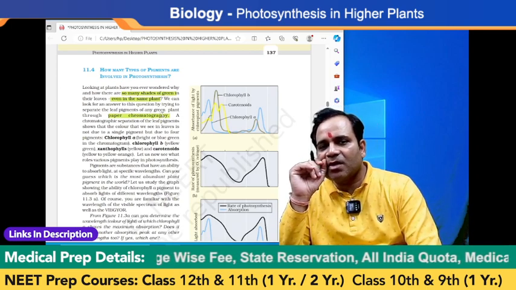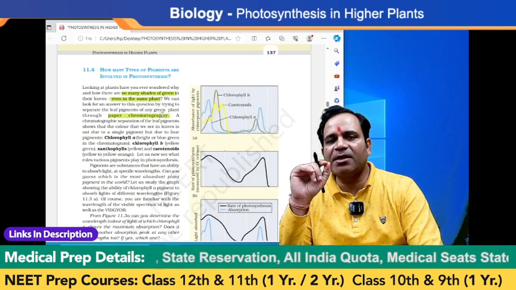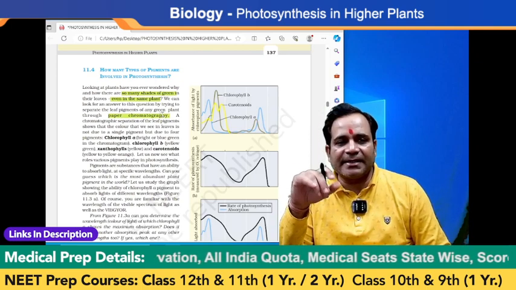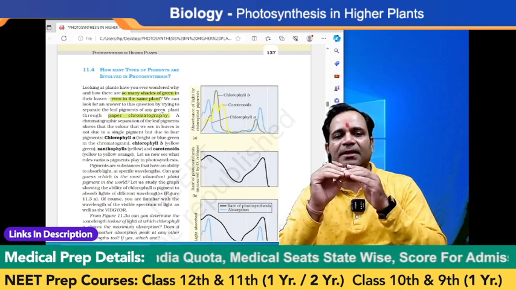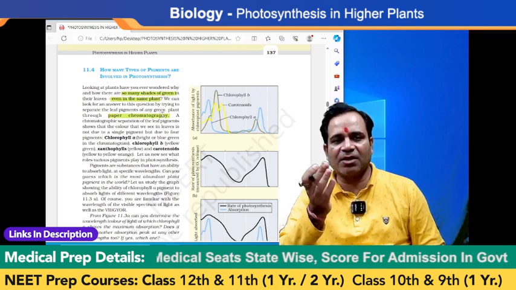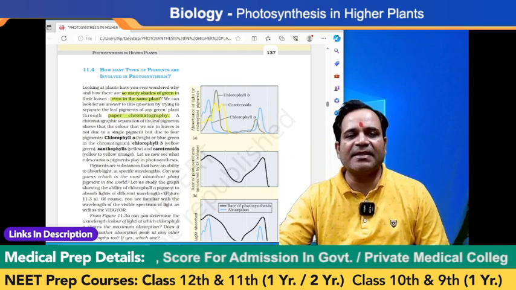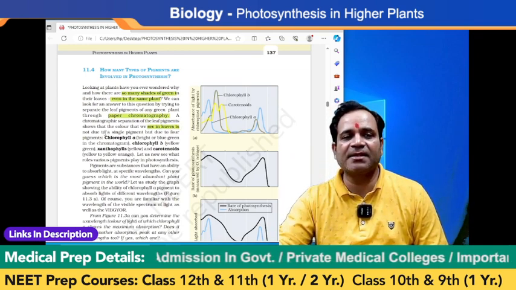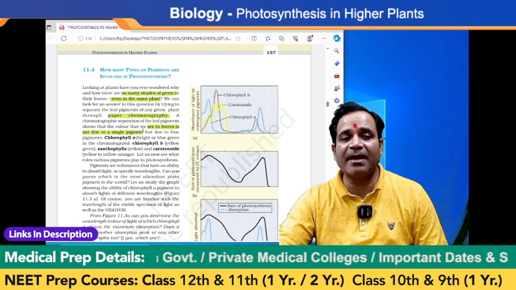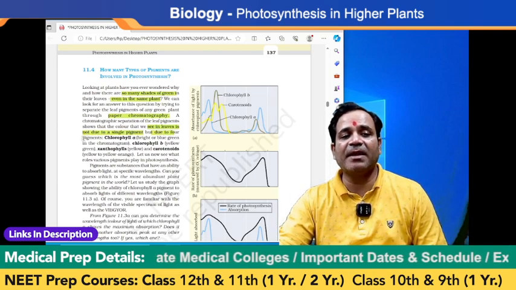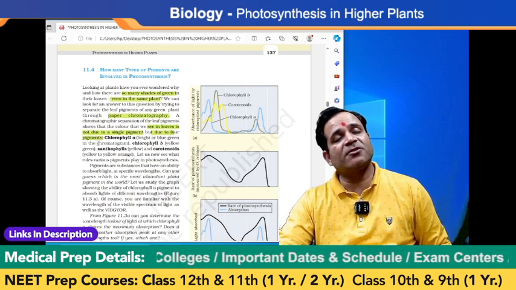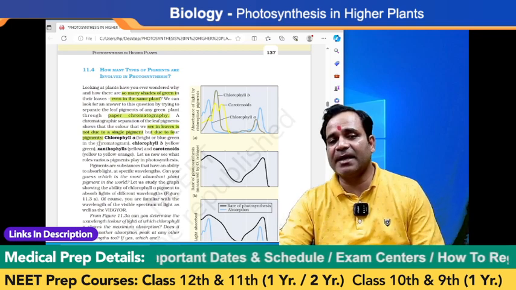Okay, so now it is important to know that whenever I say a chromatographic separation of the leaf pigment shows the color that we see in the leaves, it is not due to a single pigment but due to four pigments, my dear. So this is very important to keep in mind.